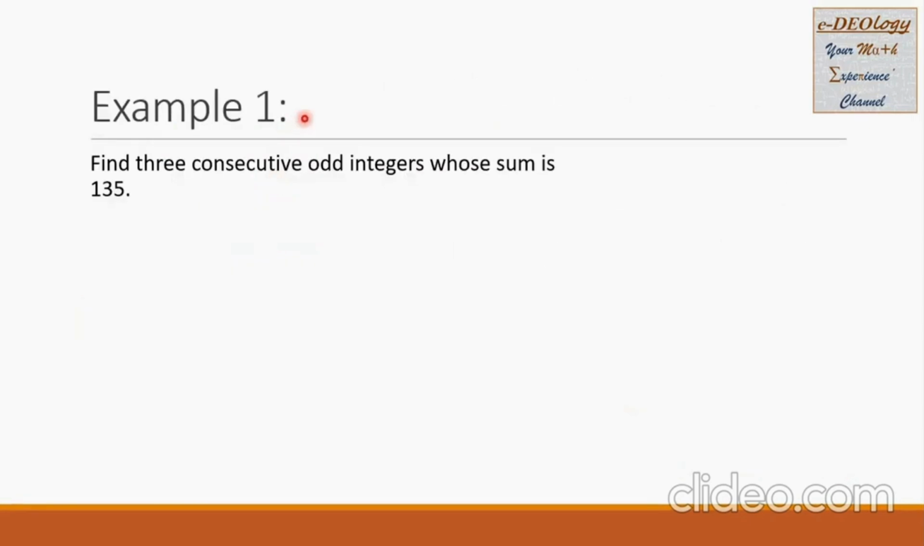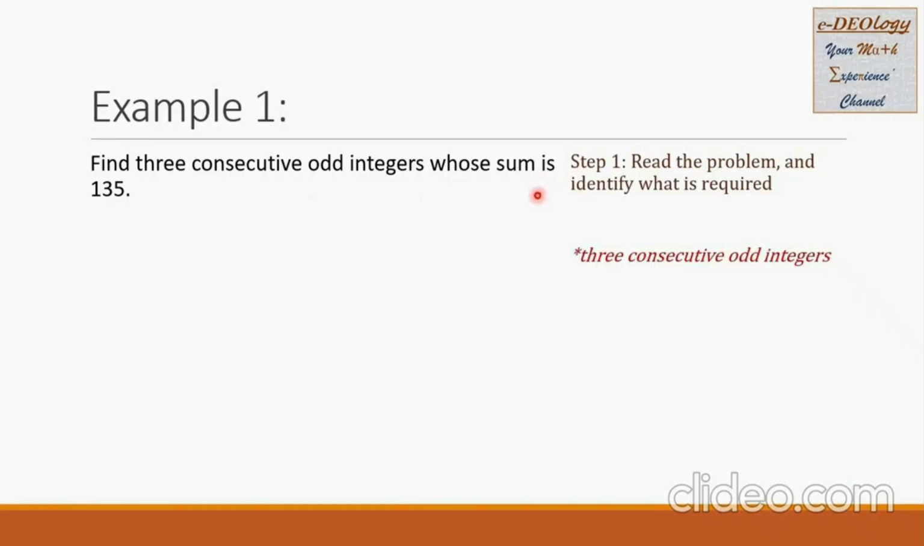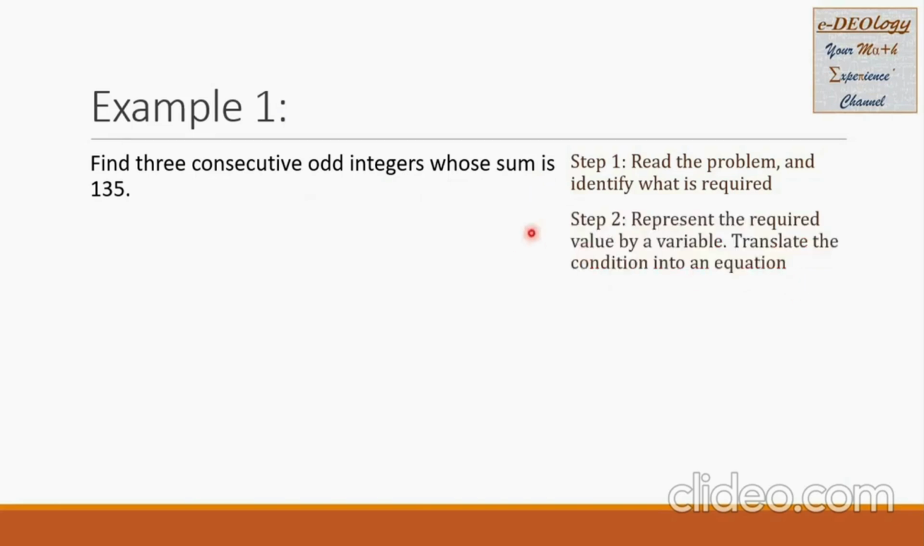Let's have example 1. Find 3 consecutive odd integers whose sum is 135. Step 1 says, read the problem and identify what is required. In here, the required is 3 consecutive odd integers. Step 2. Represent the required value by a variable. Translate the condition into an equation.